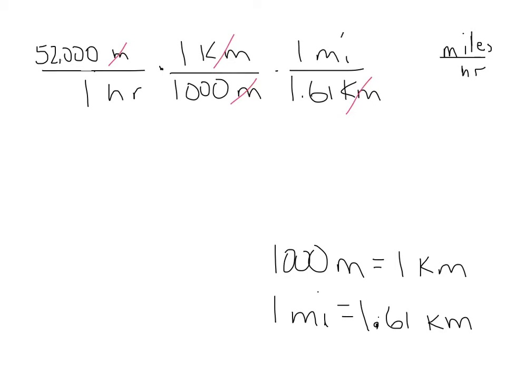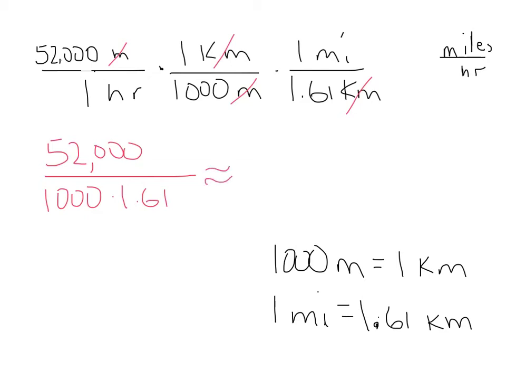From here, it's a simple matter of sorting out what these numbers give us. 52,000 times 1 times 1 on the top is simply 52,000, and 1 times 1,000 times 1.61 is our approximate denominator, leaving us with approximately 32.3 miles per hour. Thus, we can find that 52,000 meters in an hour is an equivalent speed to 32.3 miles per hour.